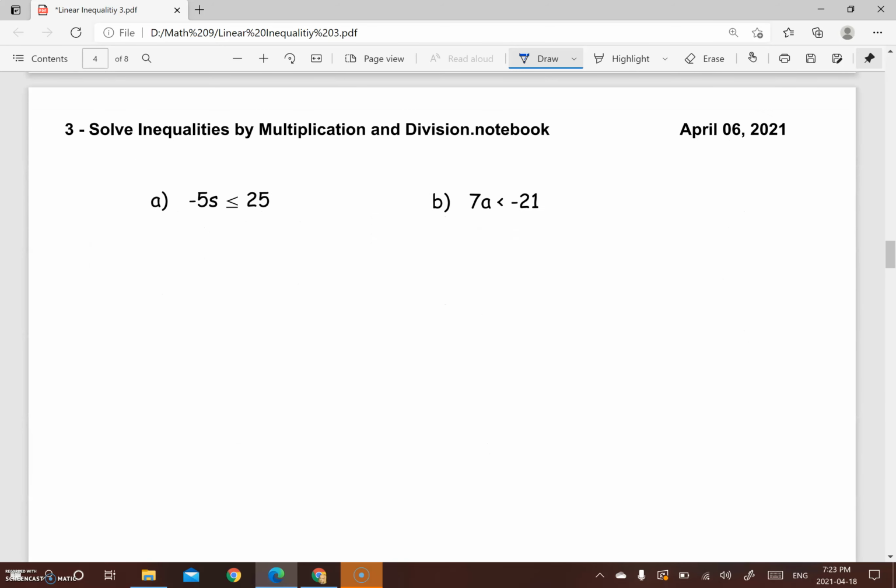So we're going to solve the following. In A, I've got to get s alone by dividing by negative 5. What I do to one side, I have to do to the other. And I must remember to flip my sign because I divided by a negative. In B, I'm dividing by 7. 7 is positive, so my sign stays the same.